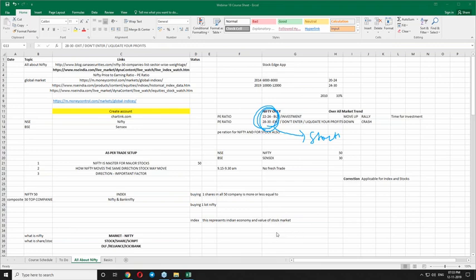Quality stocks with high value, it's difficult to get PE between 22 to 24. So stocks and Nifty cannot be taken for investment. That is right. I'll come to it. Let me finish this.